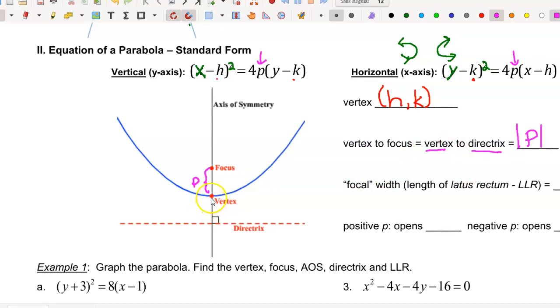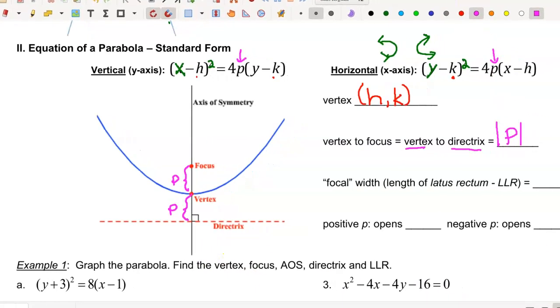So I said earlier that the vertex is the midpoint of these two, right? So that means the vertex is equidistant from the directrix and the focus. It's in the middle. Equidistance means same length. Sometimes that's just a fancy way of saying it's the midpoint. Equidistant, it's the midpoint. It's in between. Okay.